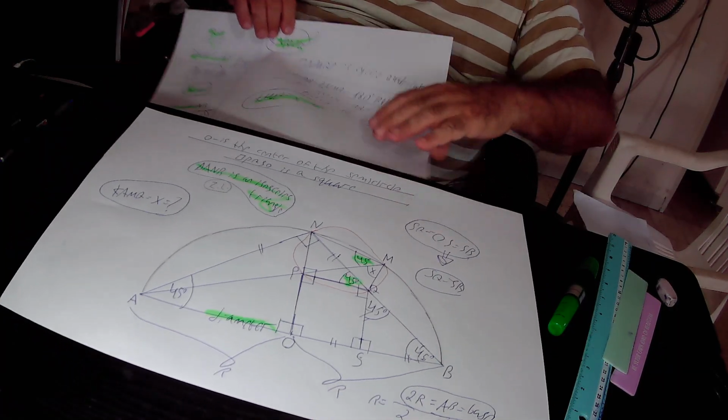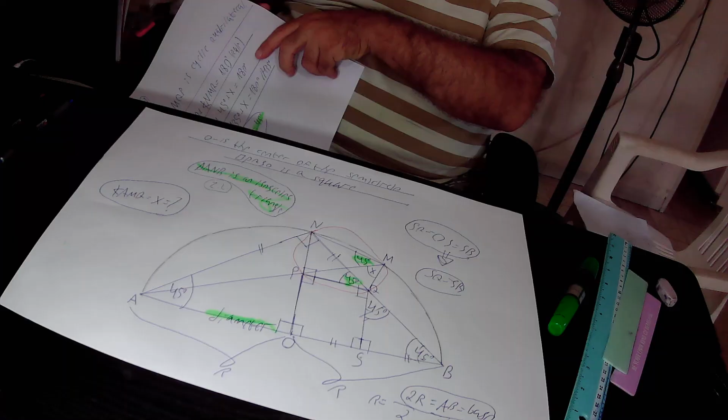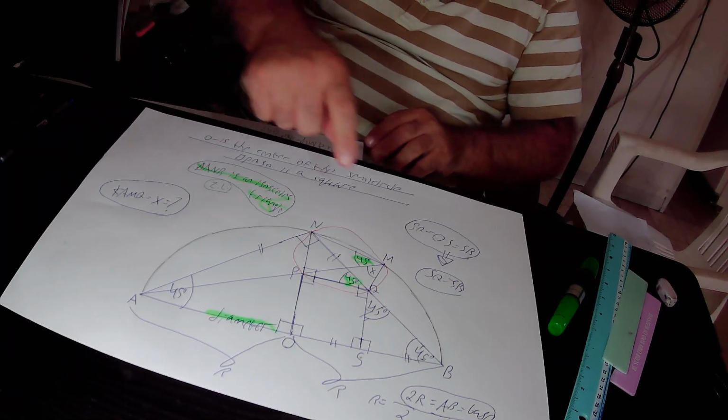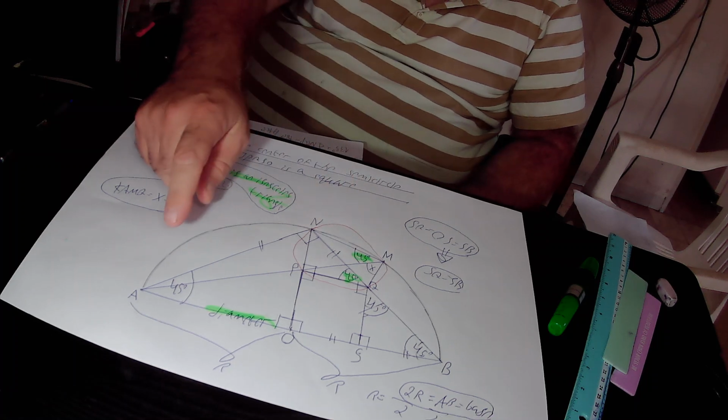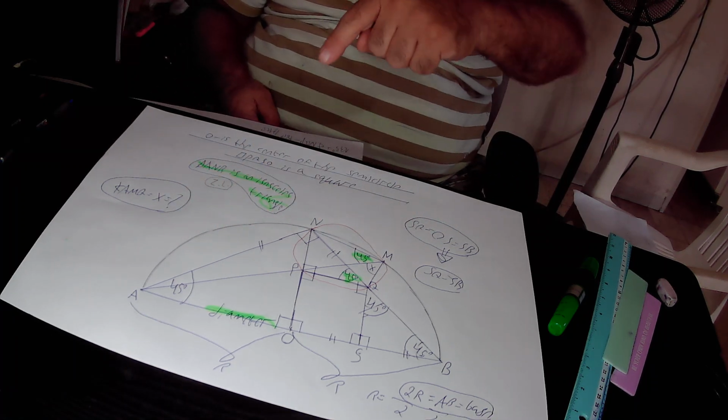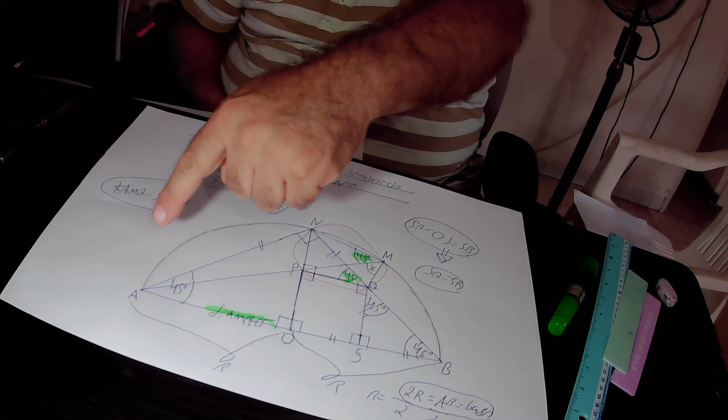In the first question, our task is to find the size of this angle x that is also equal to angle AMQ. We have to find the value of angle x that is also equal to angle AMQ.